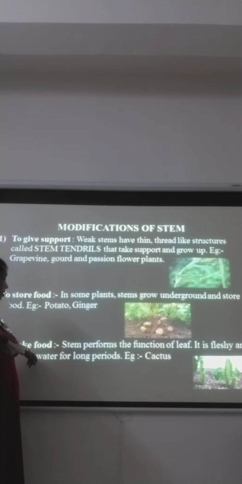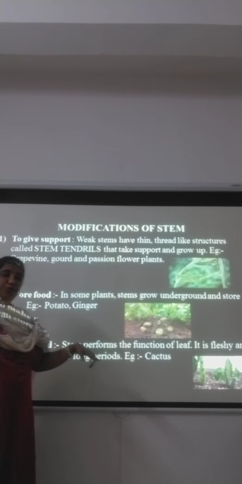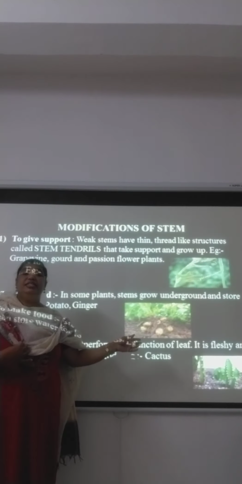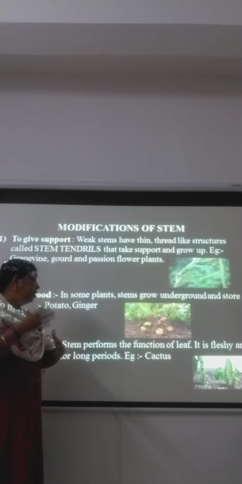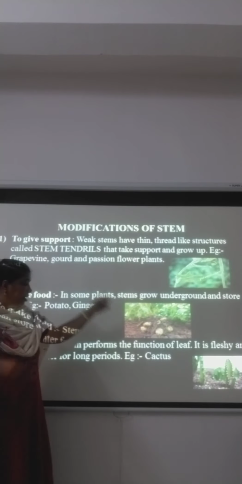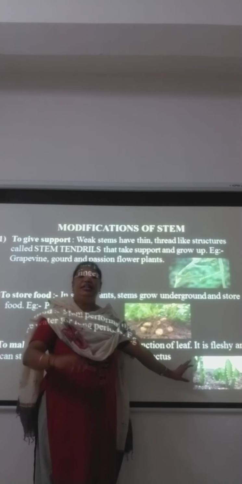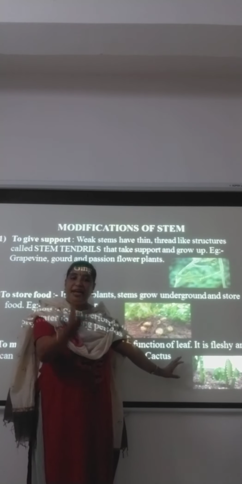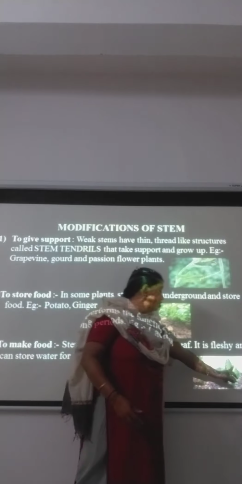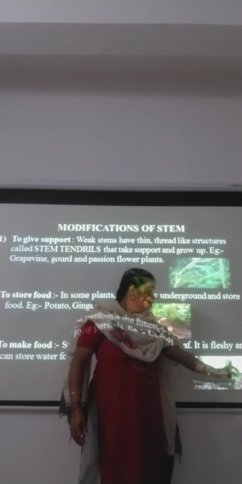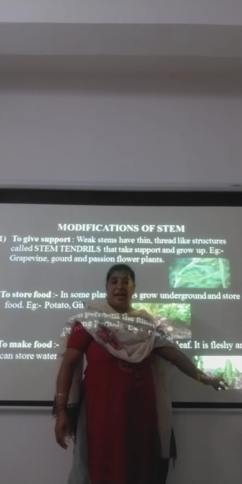Now next one is to make food. What is happening? The stem is modified into a thick green colored part. Okay? In this thick green part, the stem is changing itself to store water. So the example would be cactus.